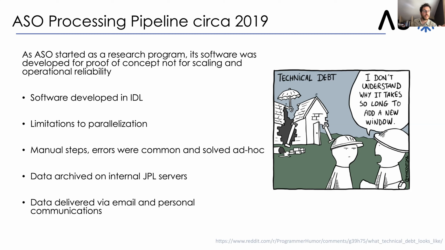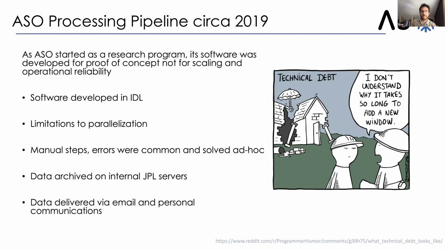A lot of the code has limits to how much we can parallelize it, which really limits our speed of processing. There are still manual steps that require not just anybody but essentially a PhD in snow science to go through. The pipeline works, but we still encounter errors, and in those cases, we've often solved them ad hoc as we're processing this data in real time. In the past, data has been archived at JPL and internal servers, and the delivery has basically been through emails and personal communication. This worked very well. It gave a lot of people late nights, but it essentially worked on the scale of a few basins when ASO was going through proof of concept in California.